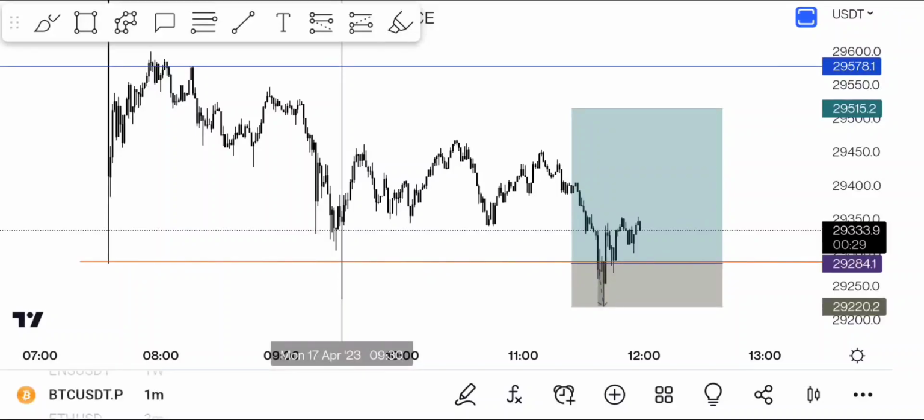Hey everybody, YTG here. So just wanted to share how I took this trade on ICT order block strategy.